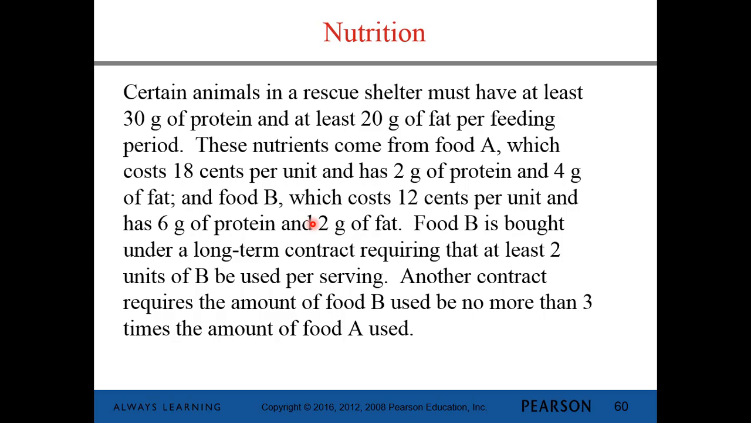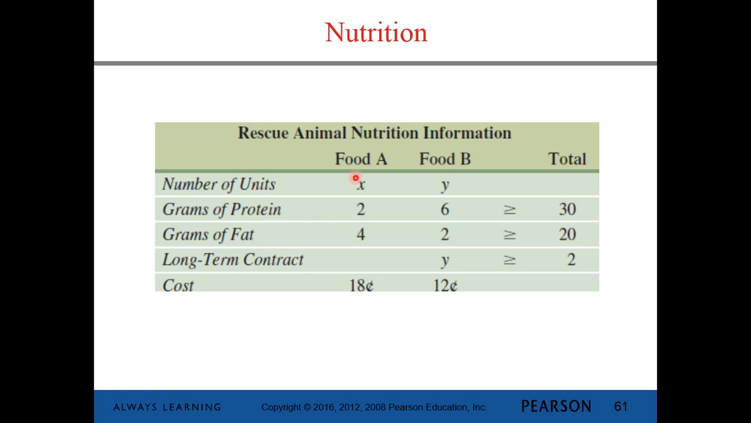Now, food B is bought under a long-term contract requiring that at least 2 units of B be used per serving. Another contract requires that the amount of food B used be no more than 3 times the amount of food A that is used. Okay. So with all of this in mind, here are the constraints. Food A is X, and the number of units of B is Y. Now in this case, they don't put a maximum value on it. So this is just X and Y, right?